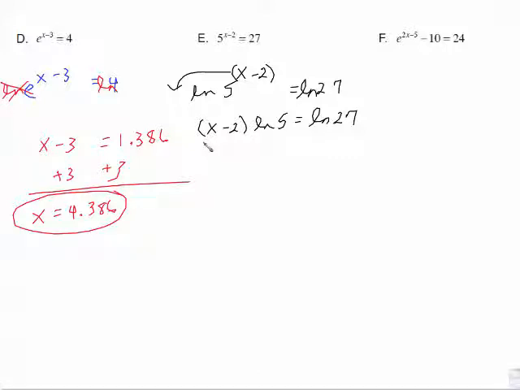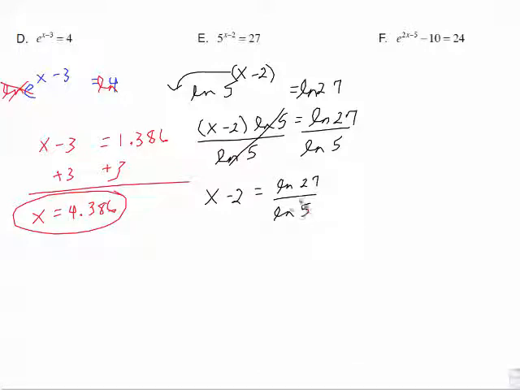From here, because I want to solve for x, I'm going to divide both sides by the natural log of 5. What that does for me is it gets rid of the natural log on the left side, and I have a plain old x minus 2. Leaving this as ln of 27 over ln of 5 for just a minute. I want to get the x alone, so let's add 2 to both sides. So my answer is x equals 2 plus ln of 27 over the ln of 5.